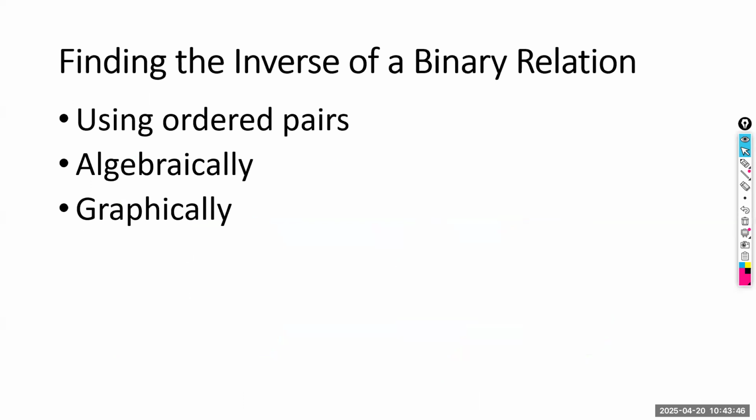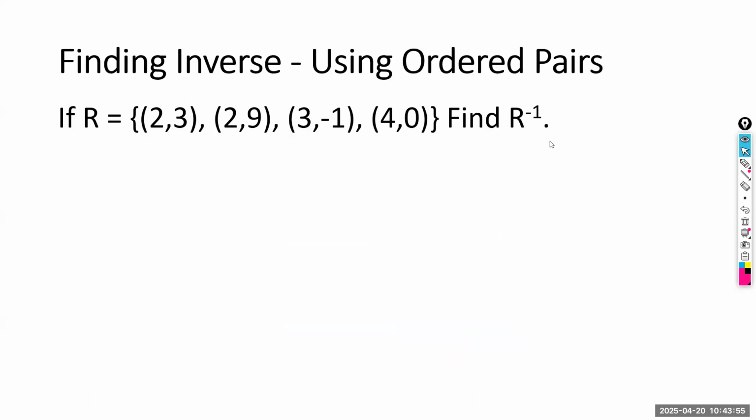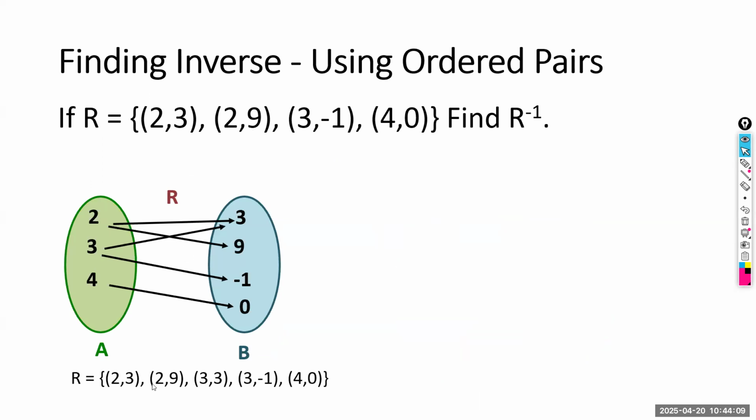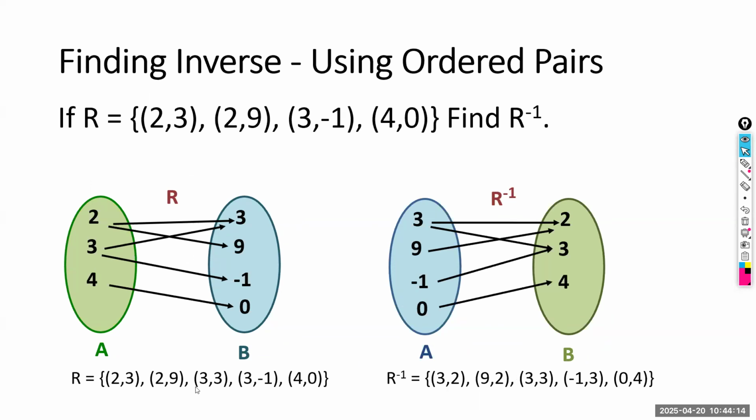Right, how do you find the inverse of a relation? Of course, if you have the ordered pairs, it's super easy. Say this is my relation. So what is the inverse relation? You just write the ordered pairs, but swap x and y. 2, 3 becomes 3, 2, because 2 to 3 means the inverse relation is 3 to 2. 2, 9 means 9, 2. 3, 3 is 3, 3. If you have 3, 3, of course, I have forgotten to add 3, 3 here. And 3, minus 1 means minus 1, 3. 4, 0 means 0, 4.